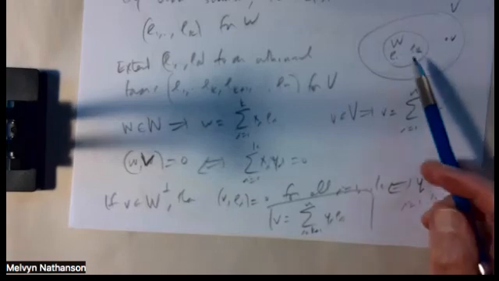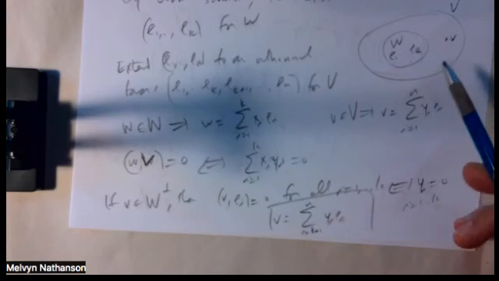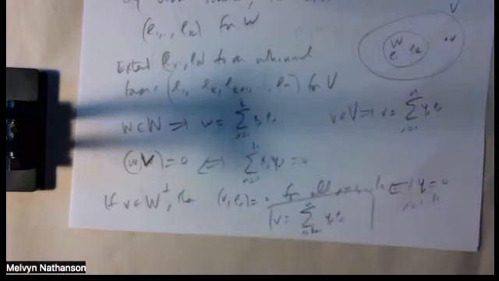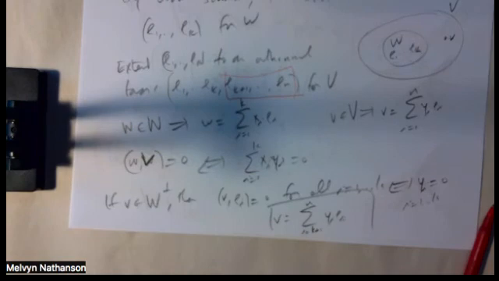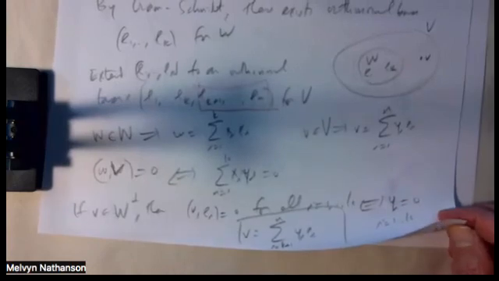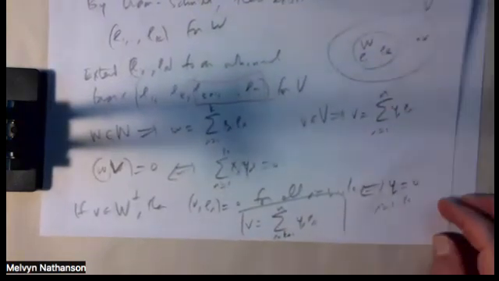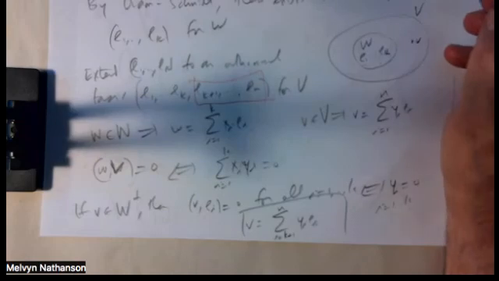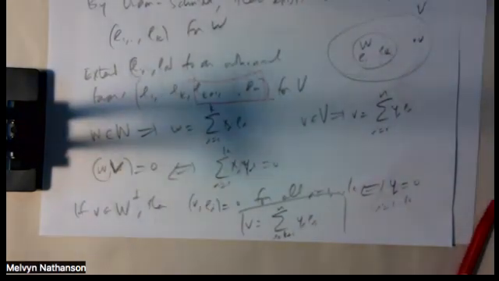So the orthogonal complement of W is the n minus k dimensional space spanned by the vectors ek plus 1 up to en, and there are exactly n minus k of them. That's the story.